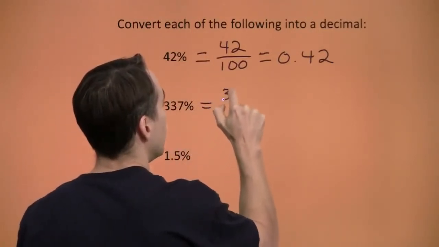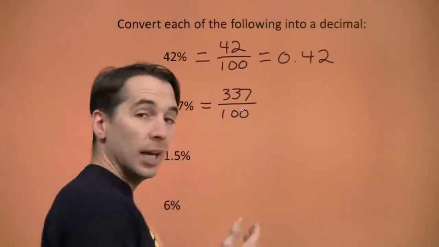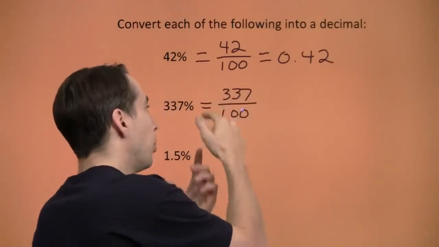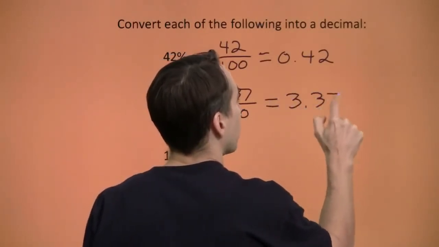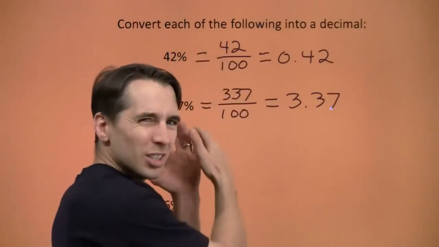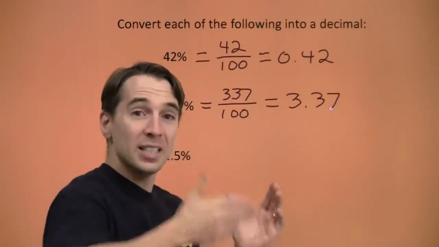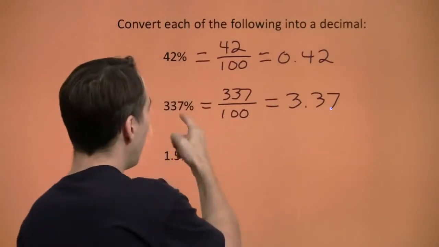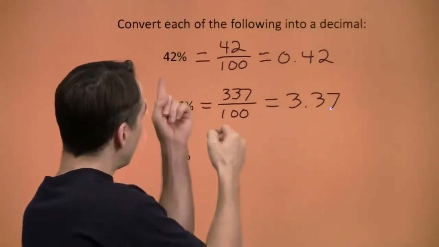337%, that's 337 per 100. Again, dividing by 100, move the decimal point 2 places to the left, 3.37. Of course, now you start to see we don't really need this middle step. This percent symbol, all it means is divide by 100. Divide by 100, move the decimal point 2 places to the left. You get 3.37 up here.